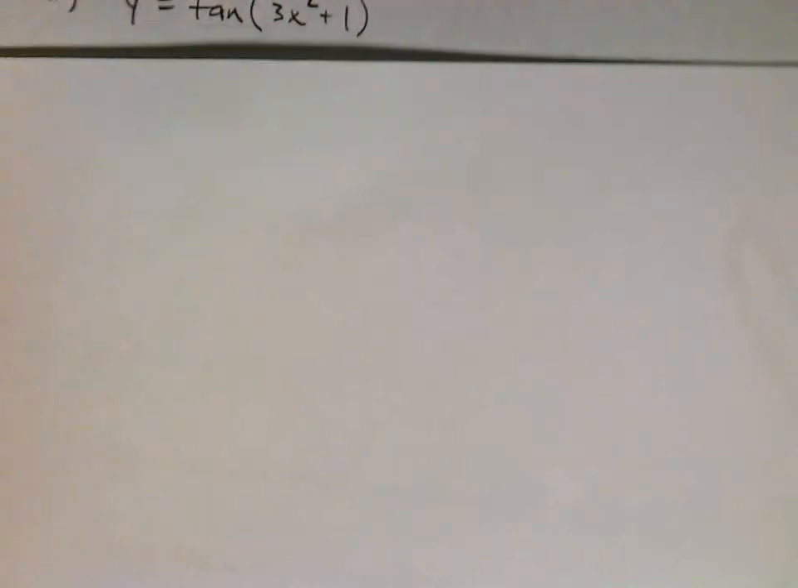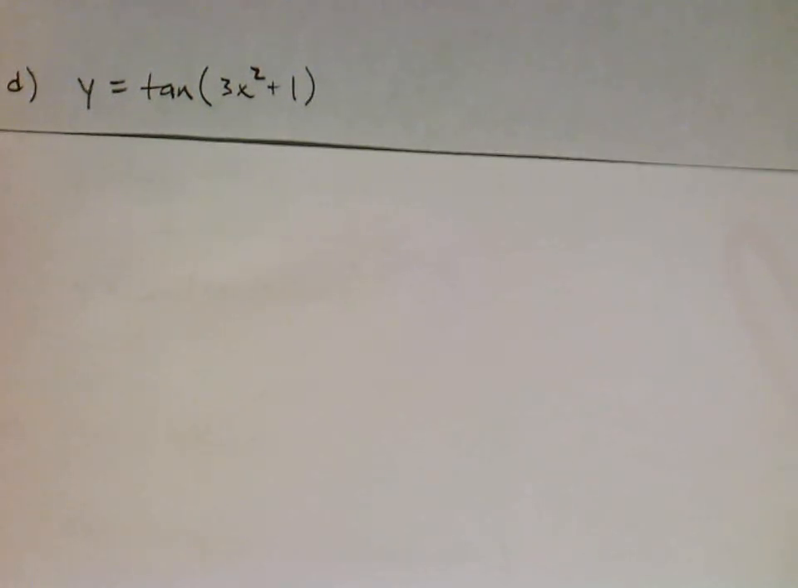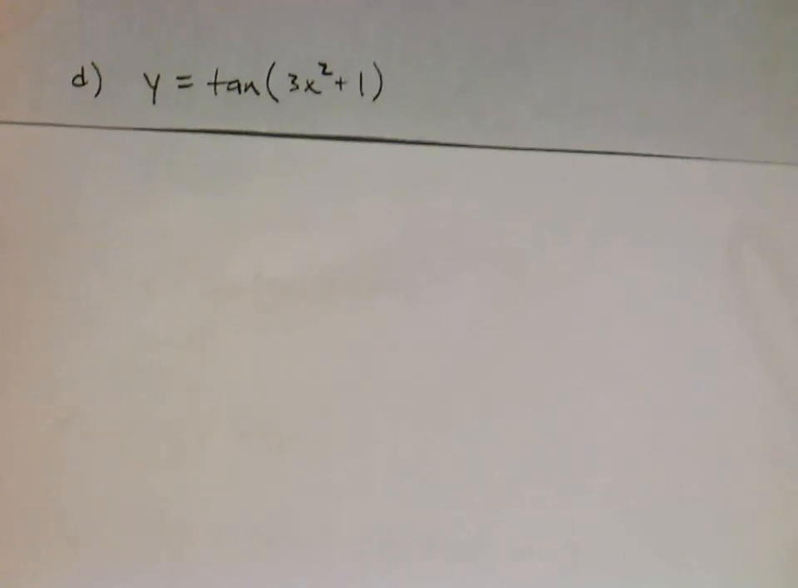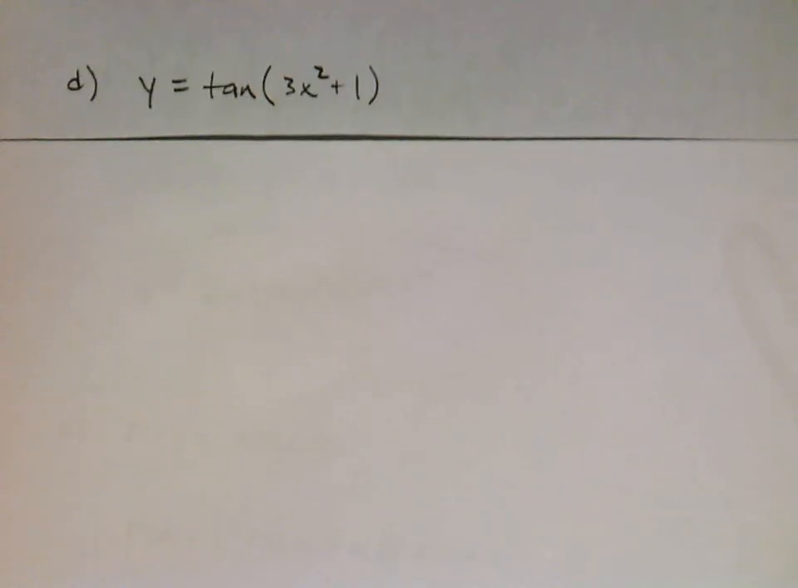Okay, enough about all that. Let's wrap this up with a couple more examples. I just got two more. So this is part D of that same example to differentiate. Let's go with y equals the tangent of 3x squared plus 1.